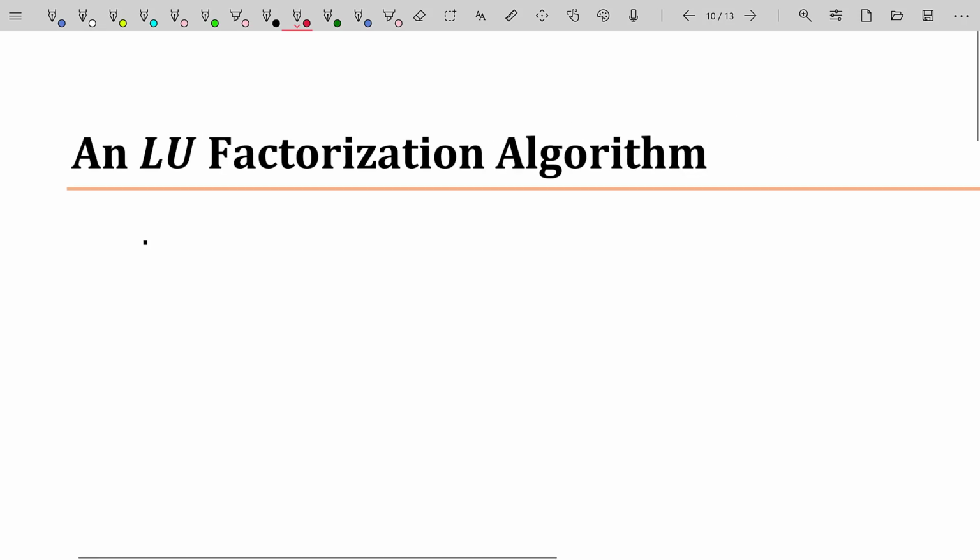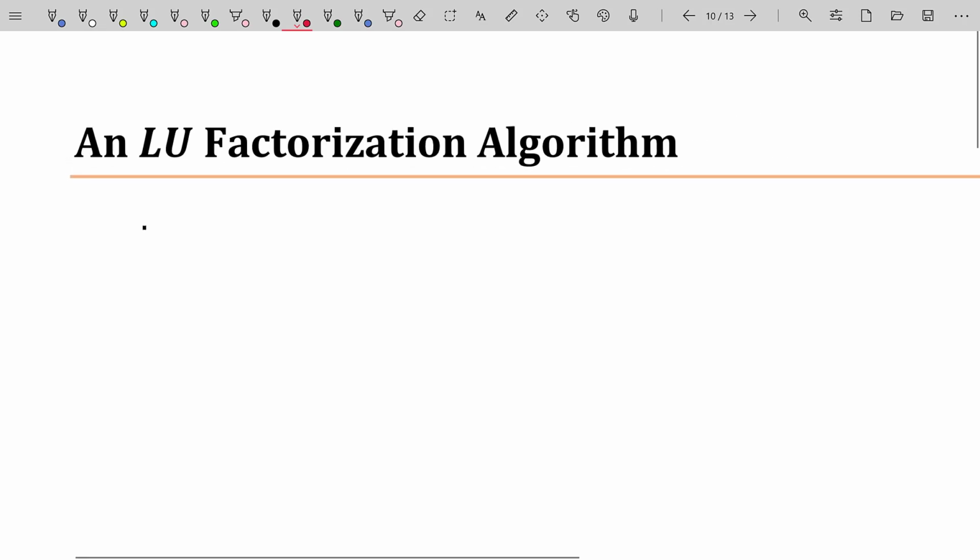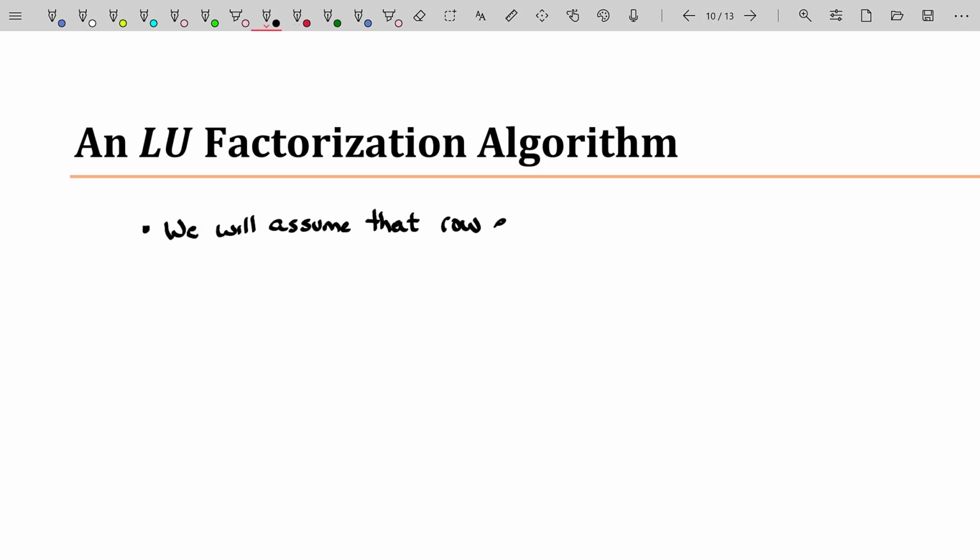So what is the LU factorization algorithm? Well, the first thing we'll need to assume is that we're not using the elementary row operation of exchanging rows. That's going to be very, very important. Let me write that down. So beyond the fact that we have to assume that row exchanges are just not allowed, they technically can be allowed, but they end up making it difficult to derive the algorithm. So let's just go ahead and say that they can't be allowed.